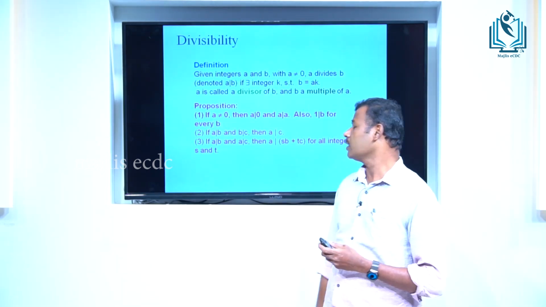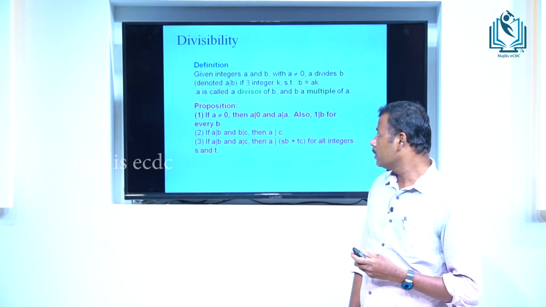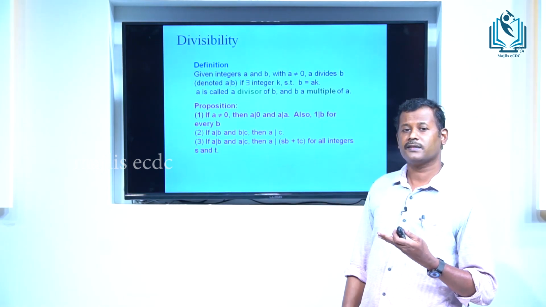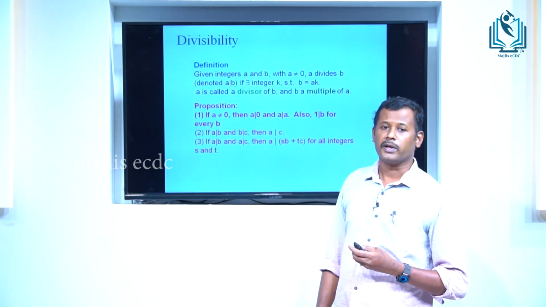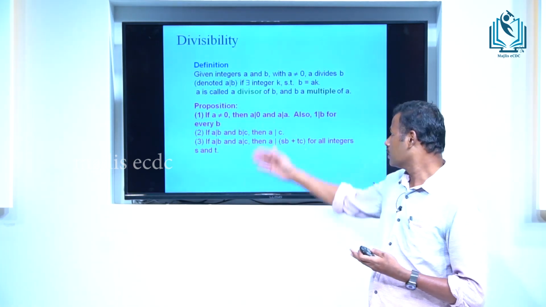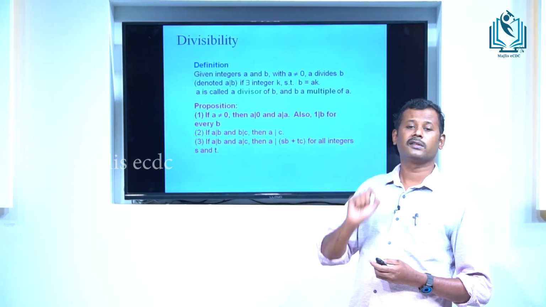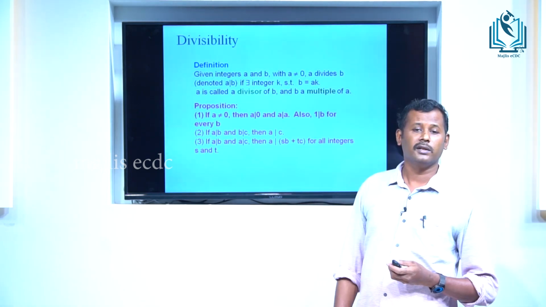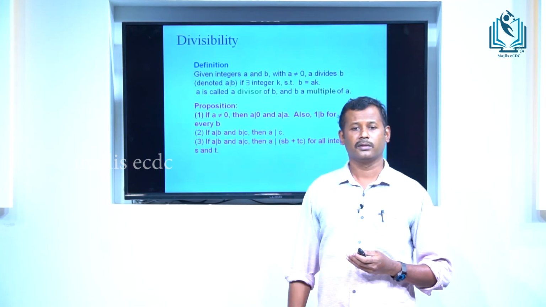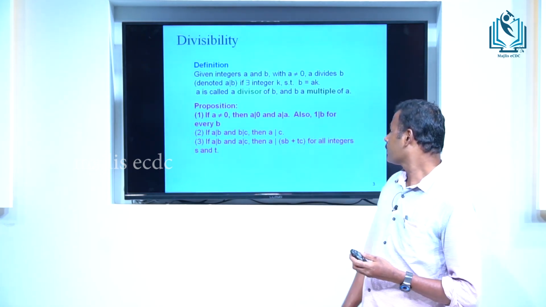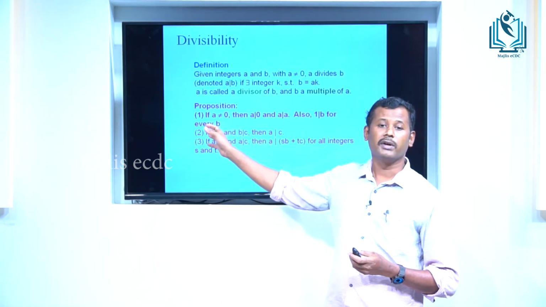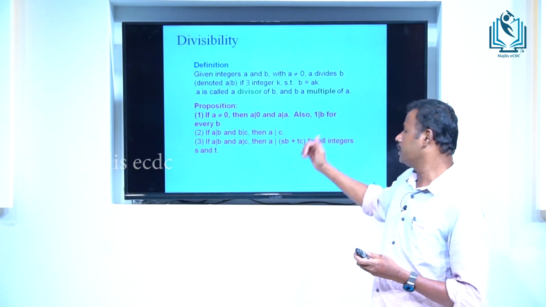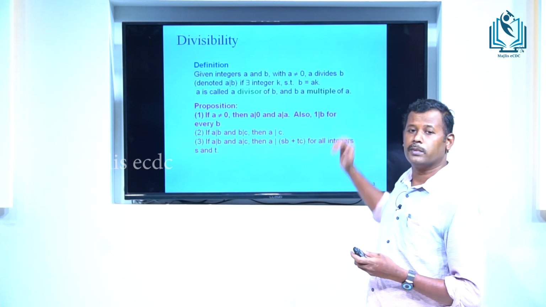Proposition: if a is not equal to 0, then a divides 0 and a divides a. Choose any number, 5. Choose a equal to 5. a not equal to 0, that means 5 not equal to 0. Here we know that 5 divides 0, that means 0 divided by 5 is possible, and 5 divides 5, that means 5 by 5 equals 1. That is possible. Also 1 divides b for every b, that means for every number b, 1 divides b.